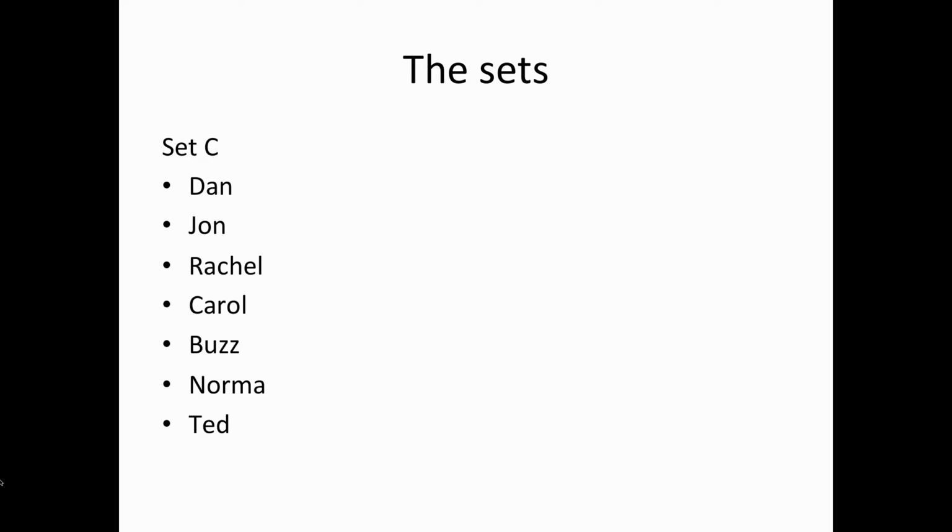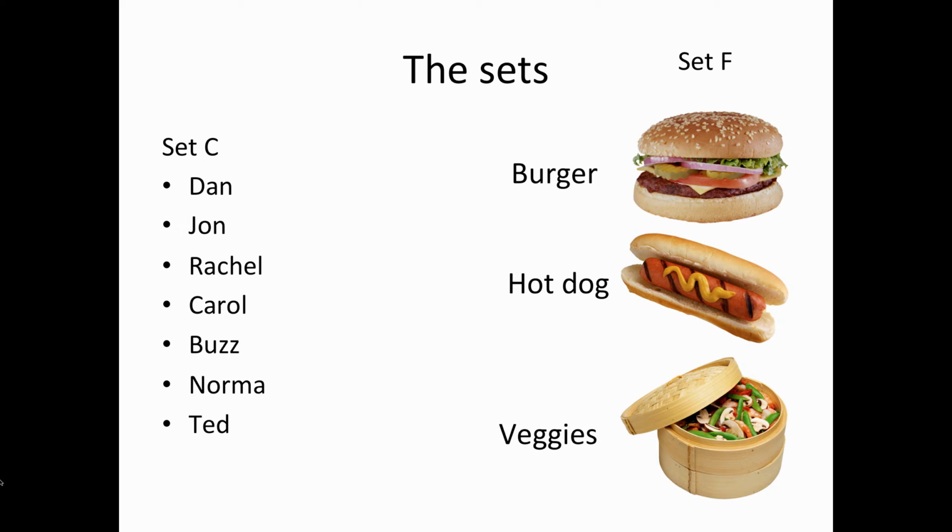So let's take a look at the sets. Set C, the set of classmates, is Dan, John, Rachel, Carol, Buzz, Norma, Ted. Set F, the set of foods, is the burger, the hot dog, and the veggies, the three different types of meals.